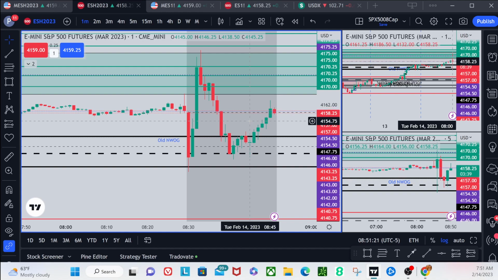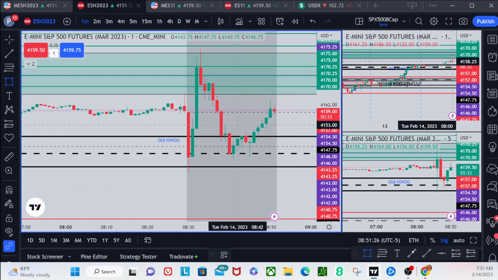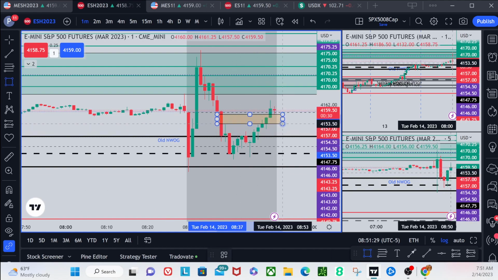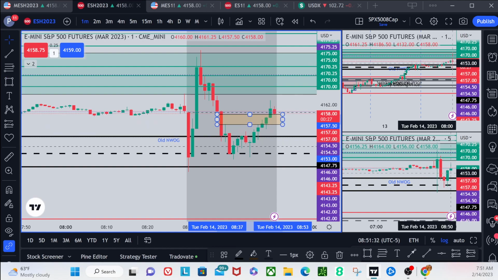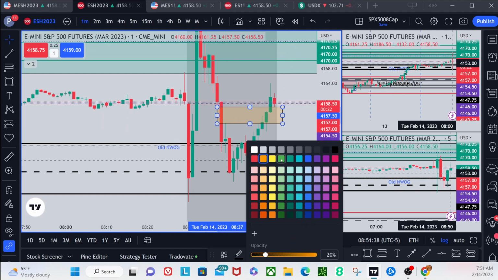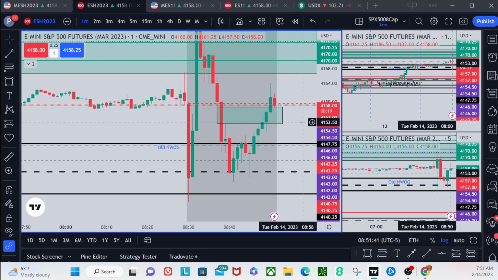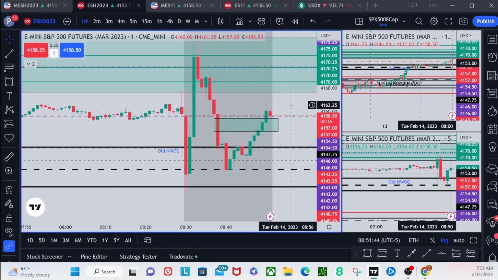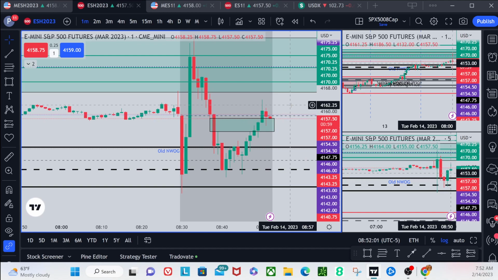So 41.55.50. You're going to watch the consequent encroachment, the midpoint, from consequent encroachment to the high of that shaded area, and the high in that little bit of a range. We've hit it here, and we'll see, does it have a willingness to want to run to 41.70 and a quarter? Now, it's not a trade, okay?